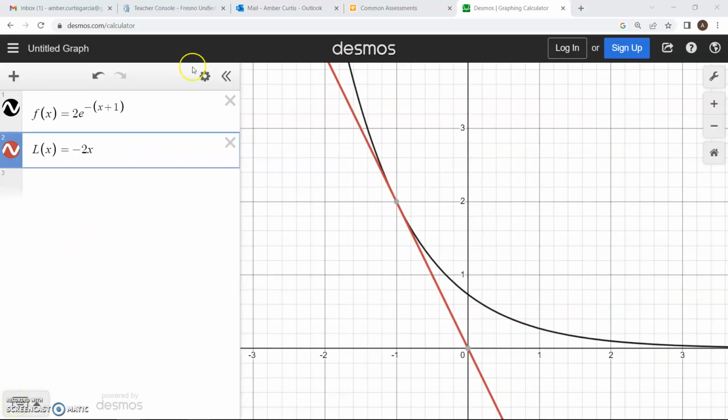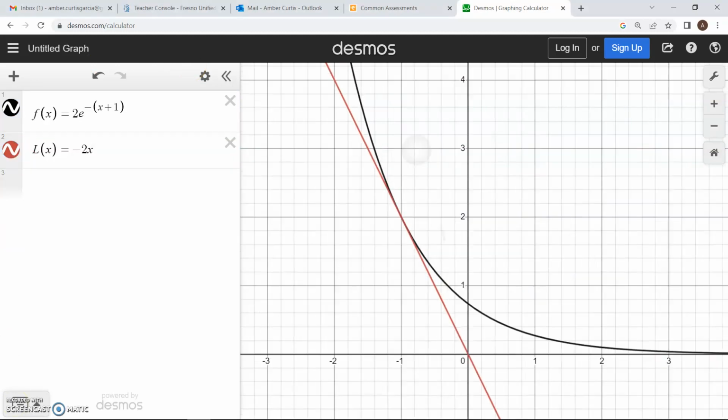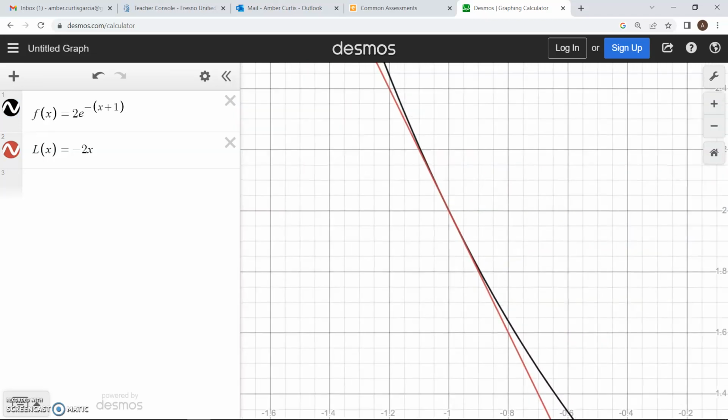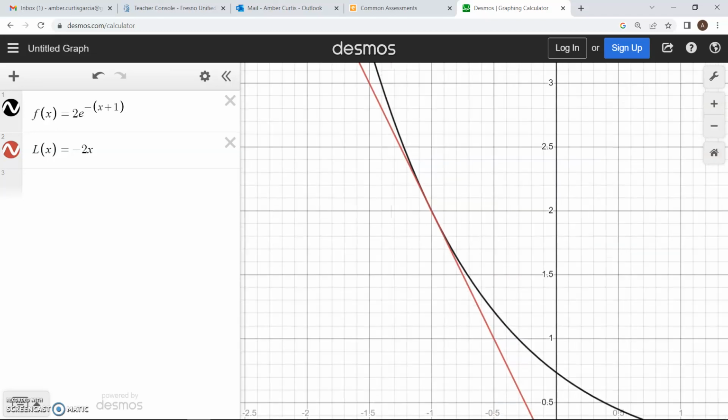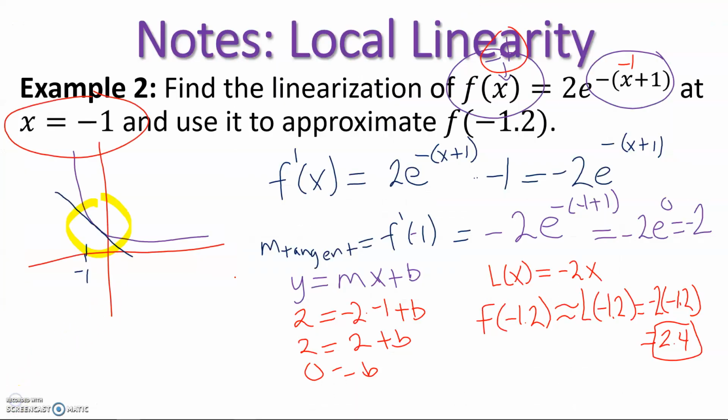All right, so here is our graph of our function, and then here is our graph of our tangent line at -1. Like I said before, if we zoom in close enough, we can see that the function f becomes approximately linear at that tangent line. And then we can see that f of -1 is 2, and f of -1.2 is 2.44, and our local linearization at that same point is 2.4, and we can see that they're approximately the same.